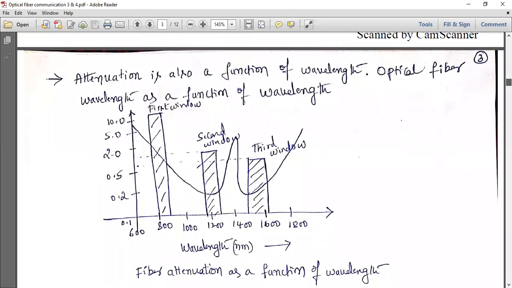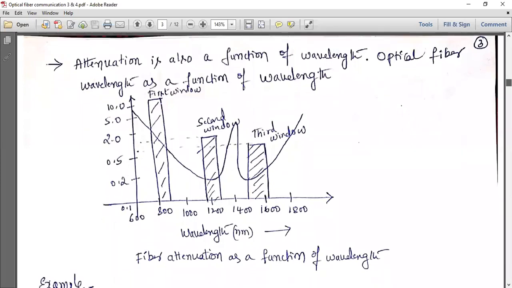So it is not only attenuation. While selecting an operating wavelength, you should consider all that. If you are operating at 1100 nanometer, your attenuation is less, but maybe bending losses are more, so contradictory things may happen. So you have to check all the things and then finalize your operating wavelength. That is for a designer.